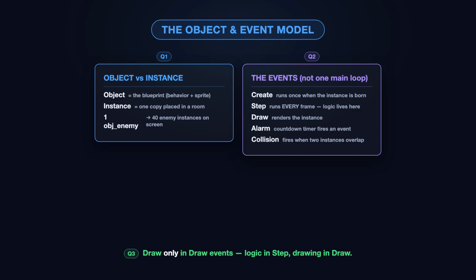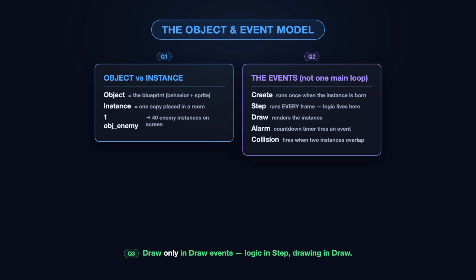Second, GameMaker is event-driven. You do not write one big main loop. Instead you put code into events. The Create event runs once when the instance is born. The Step event runs every single frame. Draw events handle rendering. Alarm events fire on a countdown: you set alarm 0 to 60, and 60 steps later the Alarm 0 event runs. And Collision events fire when two instances overlap.